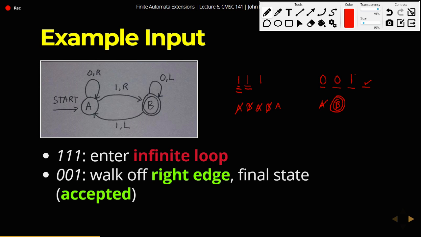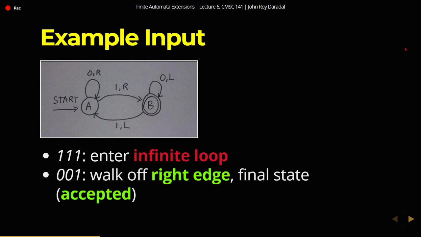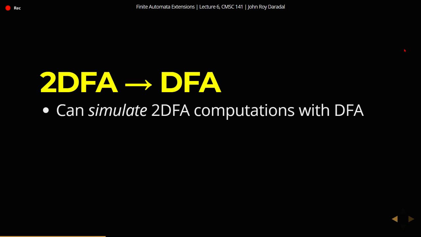So that is how your 2DFA works. You have the ability to move left or right on the input symbol. And because of that, you could either walk off the right edge and you could accept or not, depending on whether you are in an accepting state. You could also walk off the left edge and crash, or you could enter an infinite loop. So that's it for 2DFA.